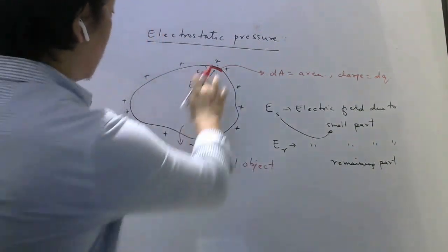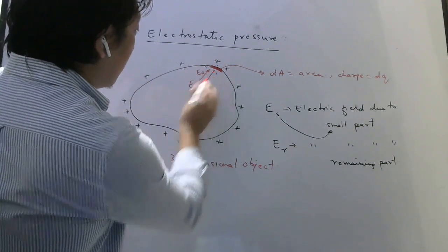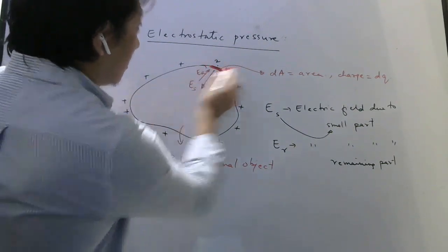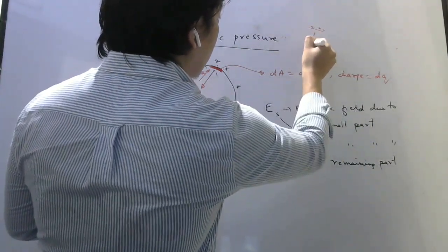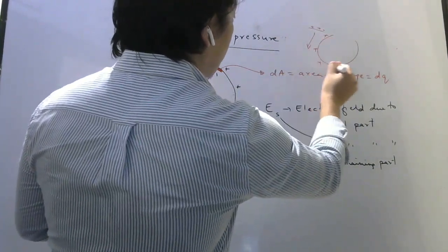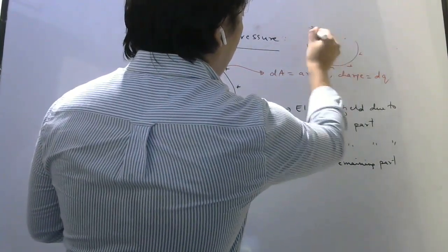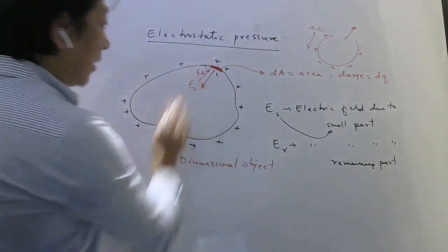You understood, no? Everybody understood or no? So the electric field at this point due to this small charge, see this small charge here, it's positive, no? So the electric field here will be away this way. And the remaining part is somewhat like this, positive. So the electric field at that same point due to the remaining part will be away like that. So these are the two electric fields.